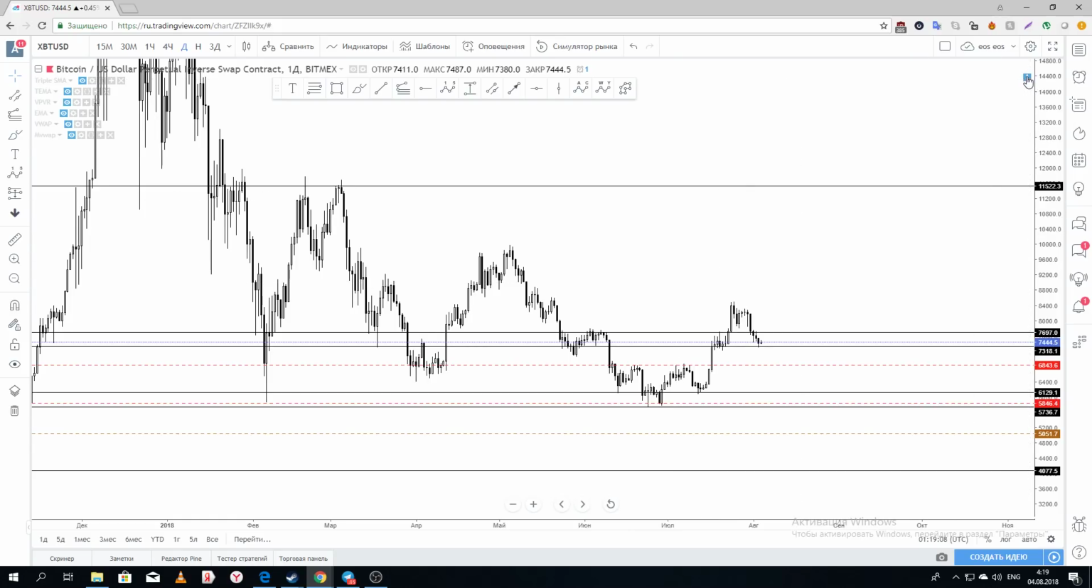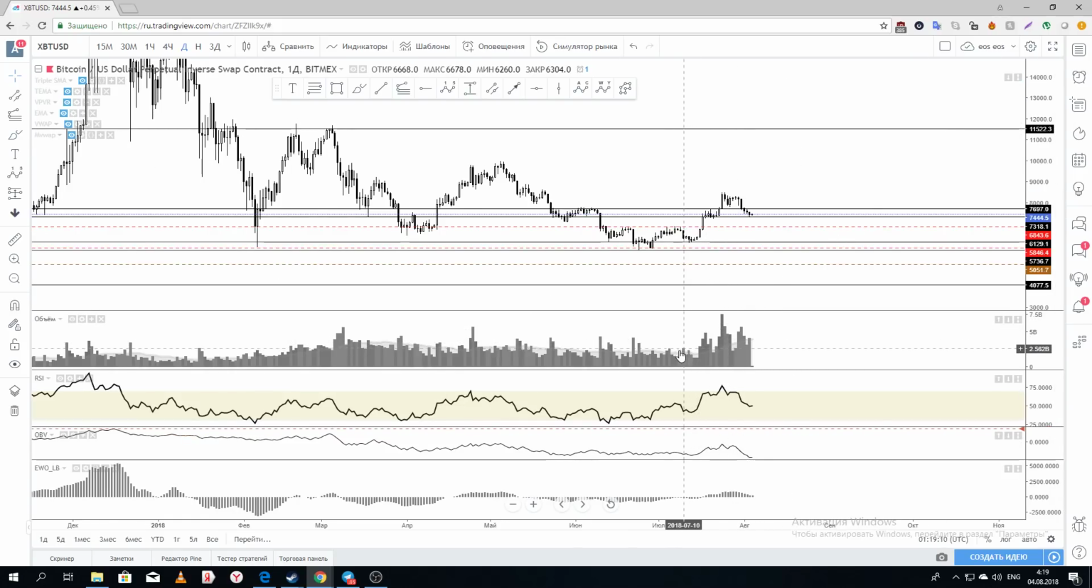But it seems from volumetric analysis that those people that bought in here redistributed it through this downtrend so far.